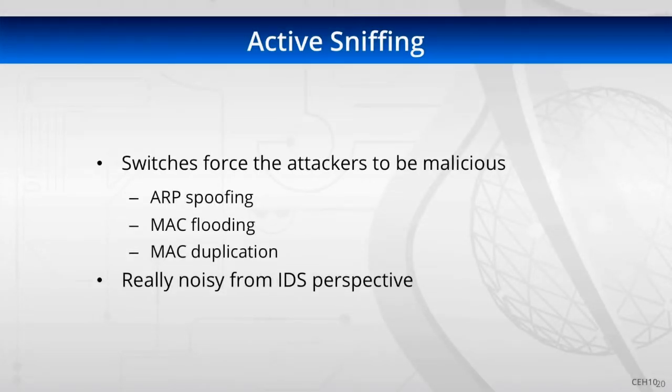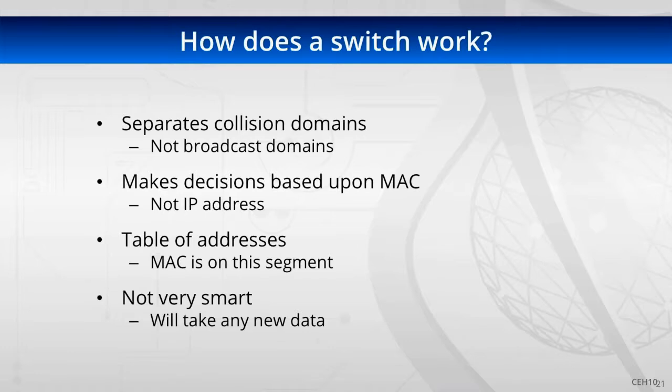So if you think you're going to be playing around with ARP spoofing and MAC flooding, it's not going to work. So how does a switch work? Well, its responsibility is to separate collision domains. It does not separate broadcast domains. And it makes all of its decisions based upon the MAC address, not the IP address. It looks at layer 2.